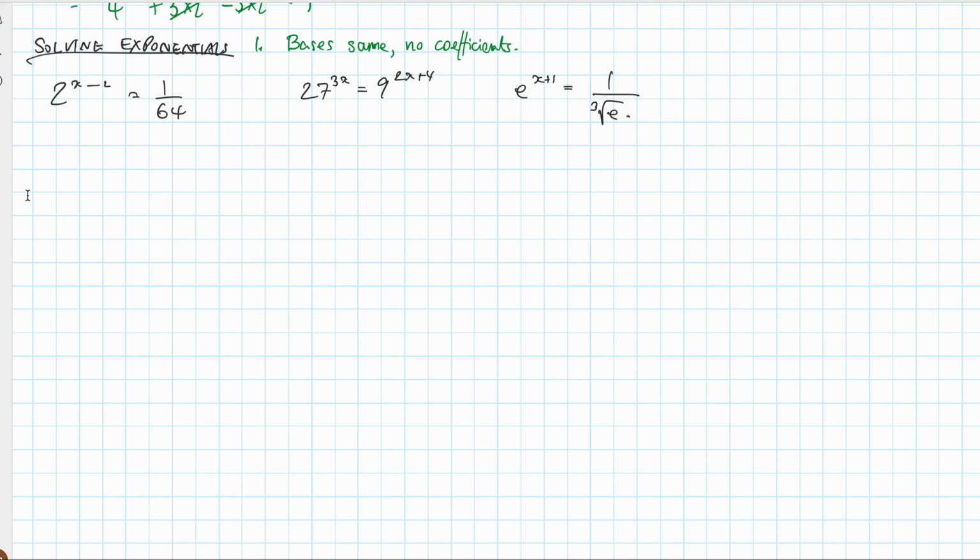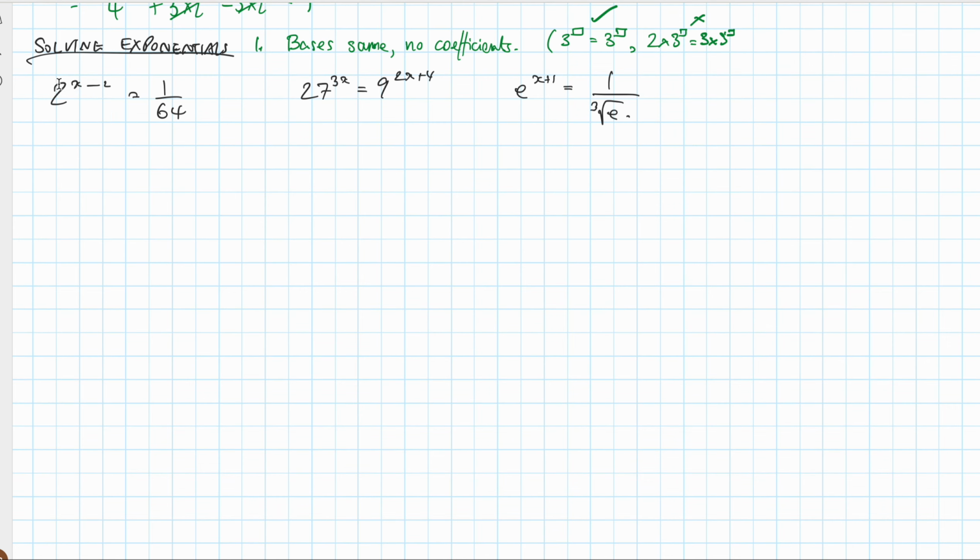What I mean by no coefficients is it should just be like 3 to the something is equal to 3 to the something. I don't want to see a 2 times 3 to the something is equal to 3 times 3 to the something. It's not going to work that way. We need to get the coefficients away and just have the bases by themselves.